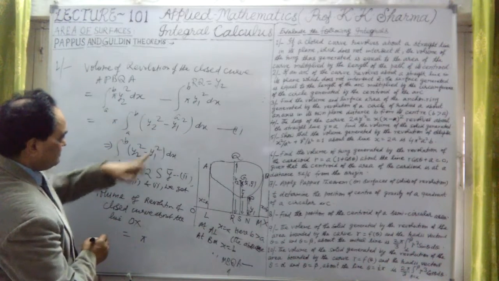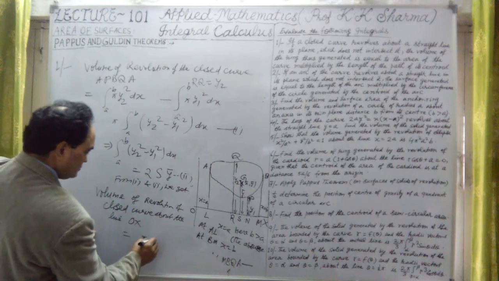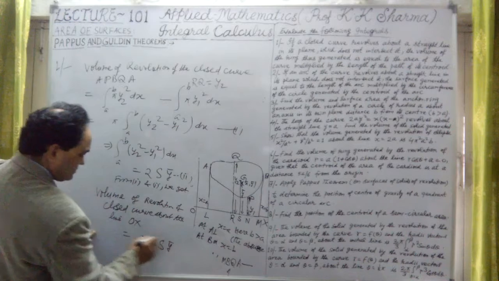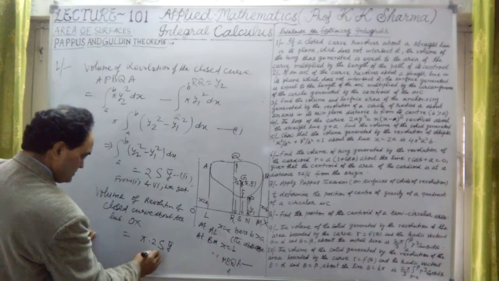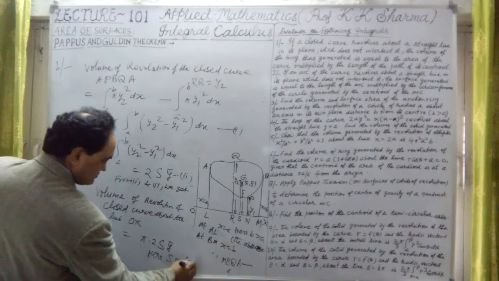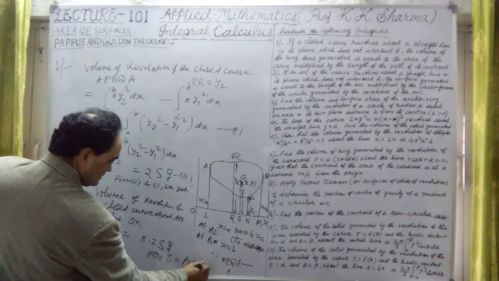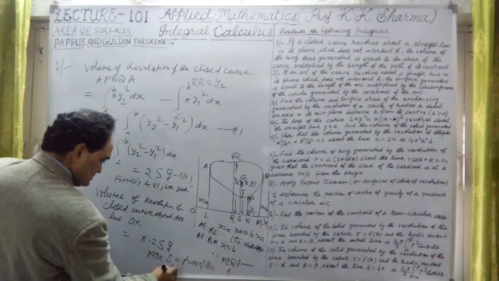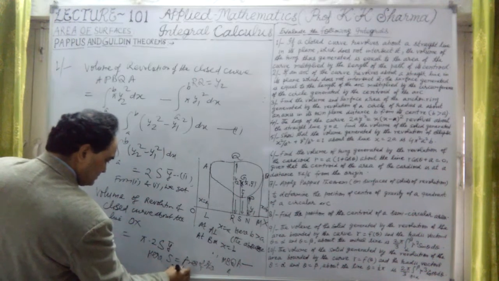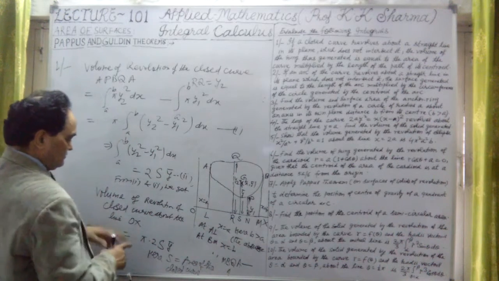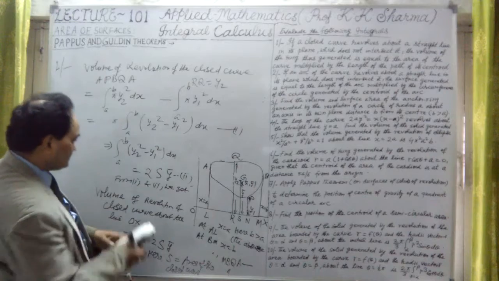In place of this we will write twice S, that is 2 into capital S into y bar. Here capital S is the area of the closed curve. This is the area of the closed curve S. Therefore, let me first again illustrate this.